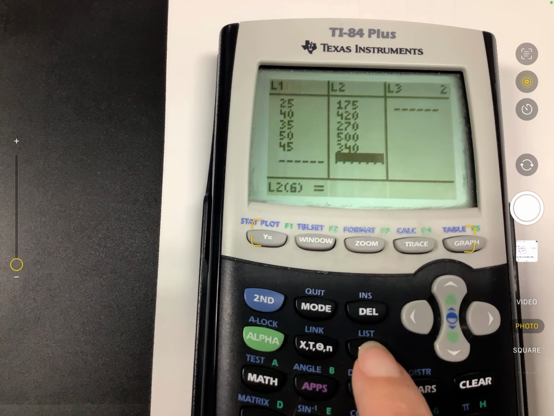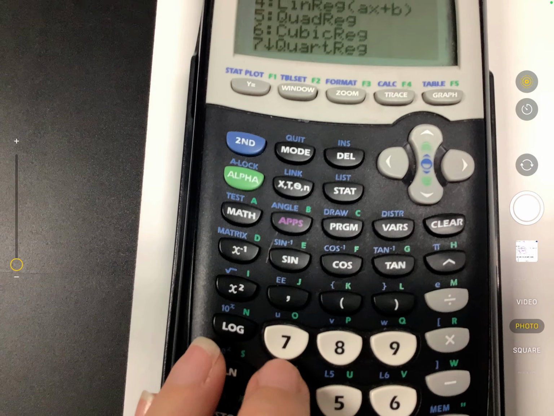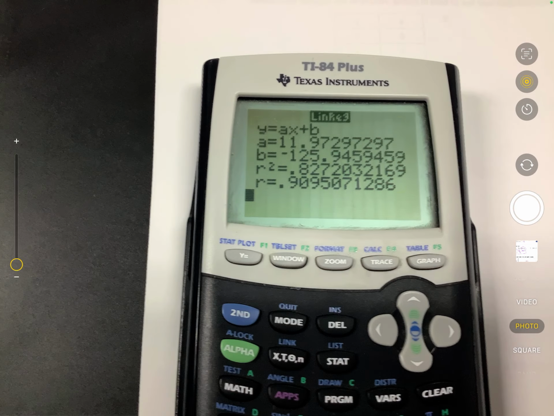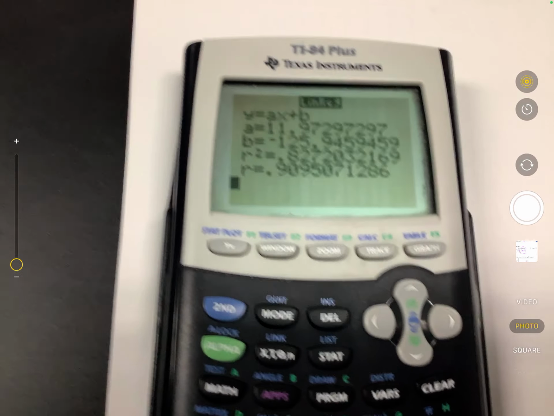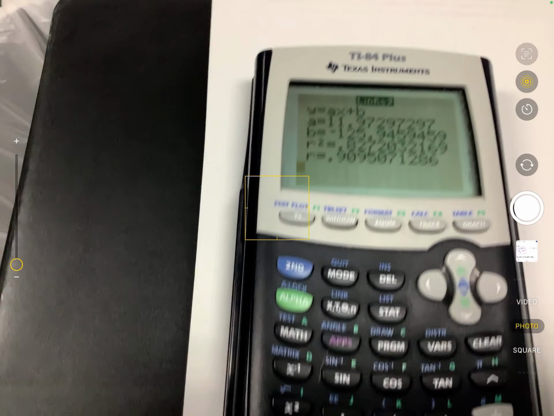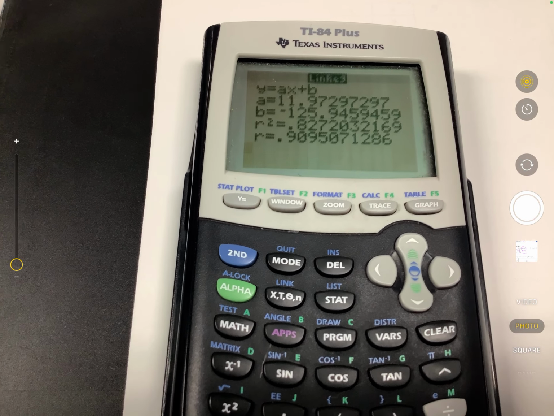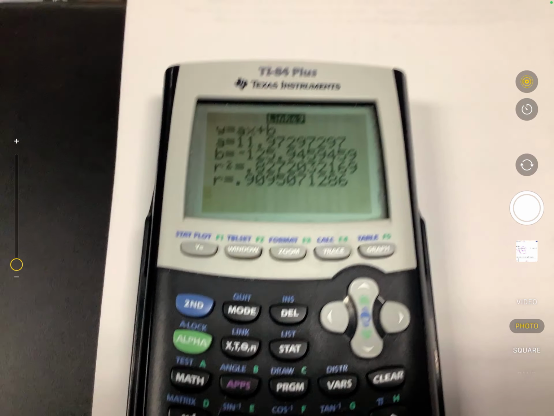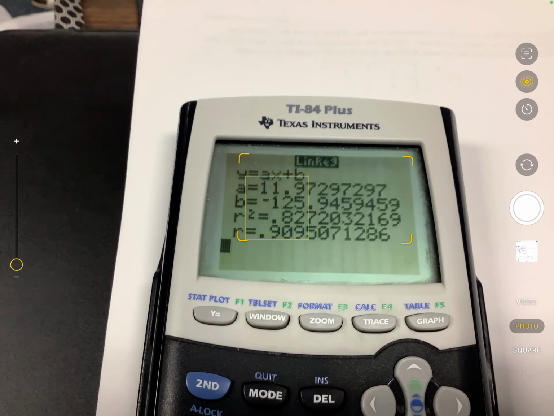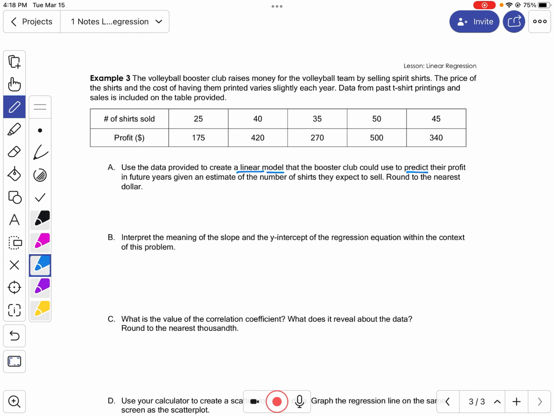Now I'm going to go to Stat Calc number 4. I'm going to go to Calculate, press Enter. So it gives me my A and my B. Okay. Now, since this is a real-world situation, and since it's 11.9 and a negative 125.9, let's go ahead and round that. Because it says an estimate, we're going to go ahead and put y equals 12x minus 126.